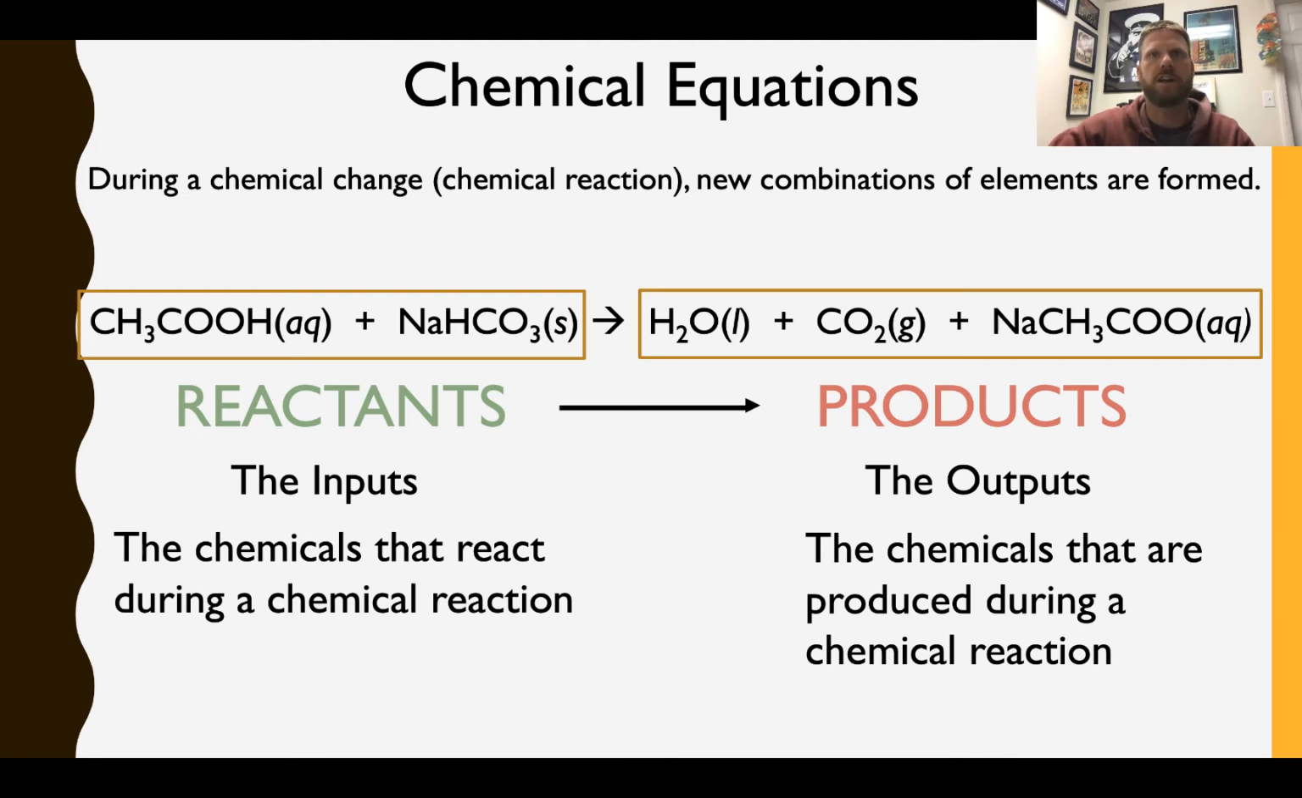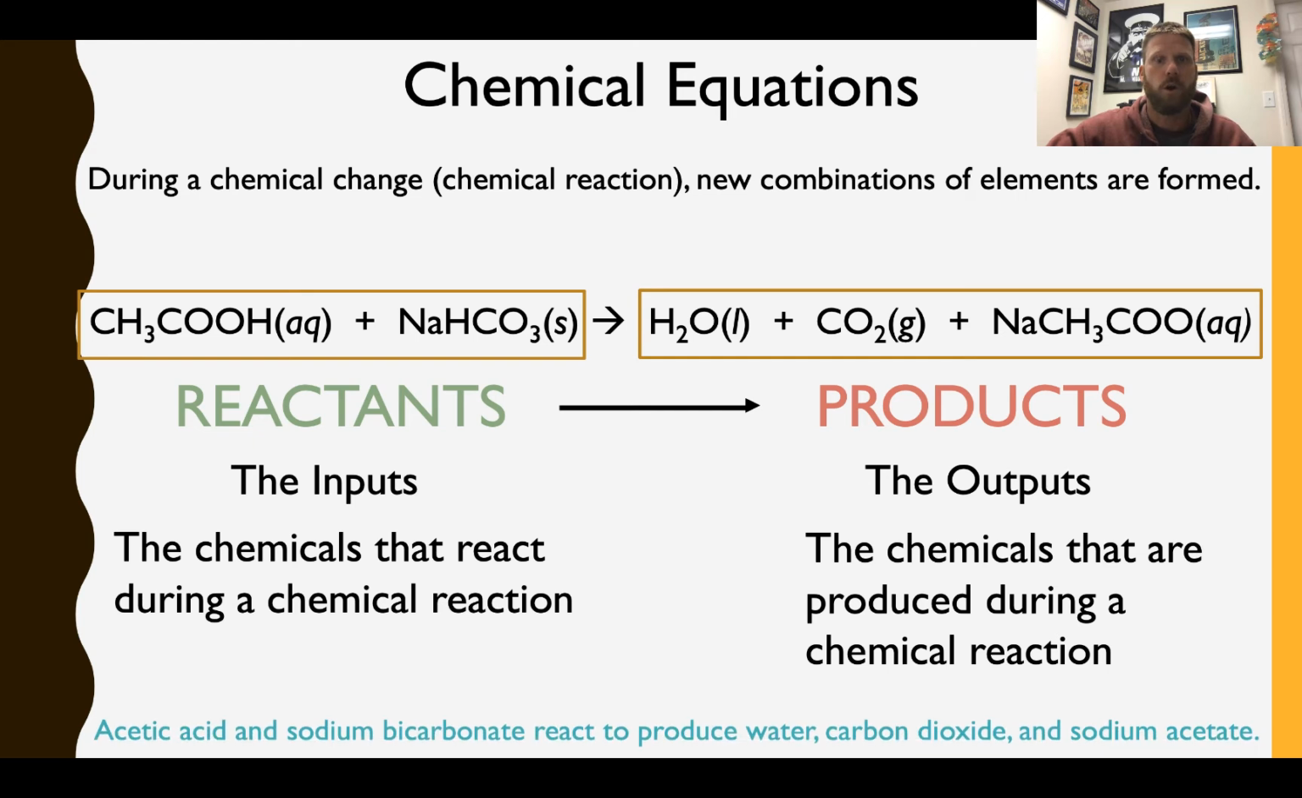Coefficients are the numbers in front of a substance that tell us how many molecules of that chemical are needed for the reaction to proceed. Since there are no coefficients in front of any of the reactants and products, that means we need one molecule each of the reactants and one molecule each of the products. Therefore, one molecule of aqueous acetic acid reacts with one molecule of solid sodium hydrogen carbonate to form one molecule of liquid water, one molecule of carbon dioxide in the gas state, and one molecule of sodium acetate dissolved in water.